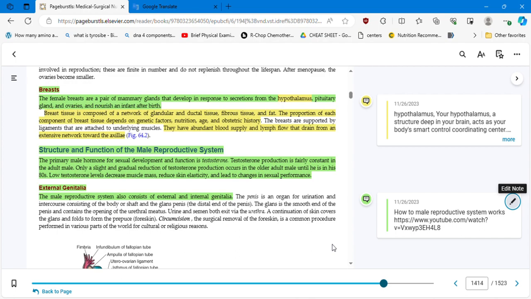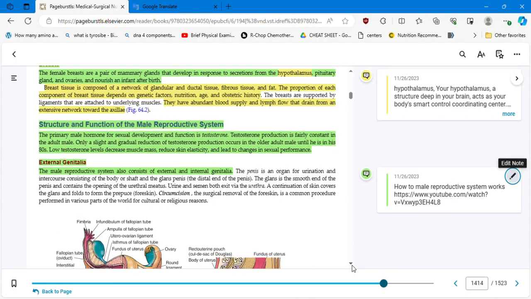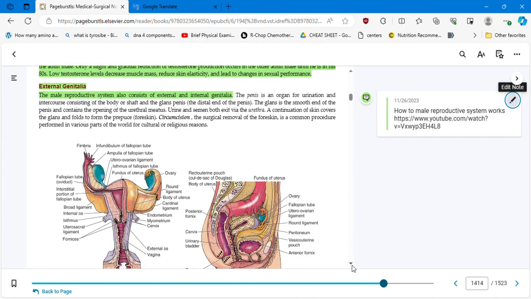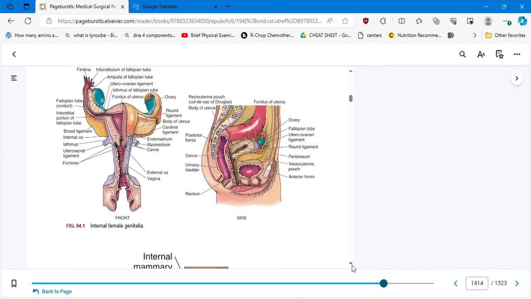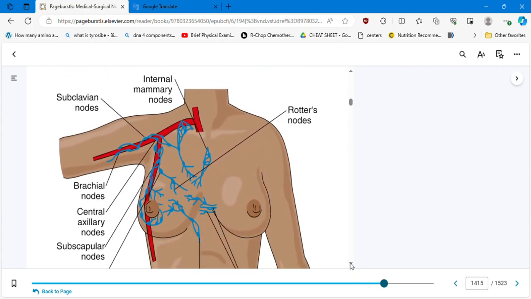Okay, the primary male hormone for sexual development and function is testosterone. That's the most important thing that you need to remember, testosterone, okay? The male reproductive system also consists of external and internal genitalia. And you have here the graphic, but we review this on the video.